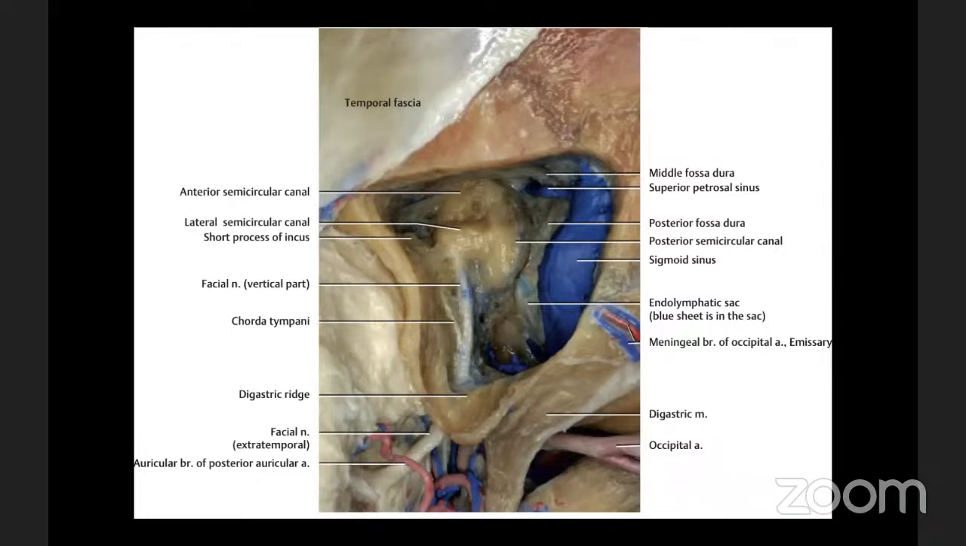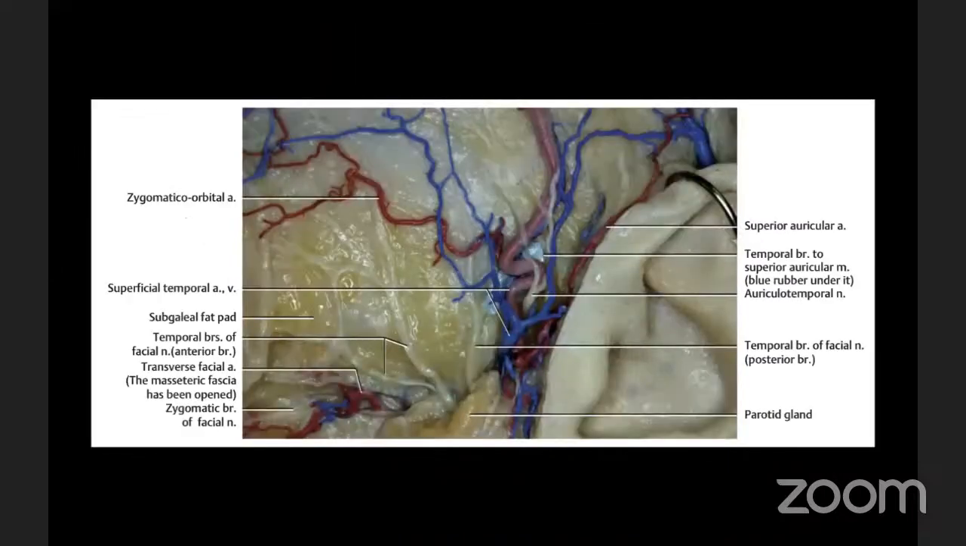So in certain cases, per primum, we would have to drill the digastric ridge and expose the intratemporal course of the facial nerve. So this is the anatomy of the intratemporal course of the facial nerve. Once the facial nerve comes out and becomes extratemporal, you've got to understand the planes that the facial nerve follows.